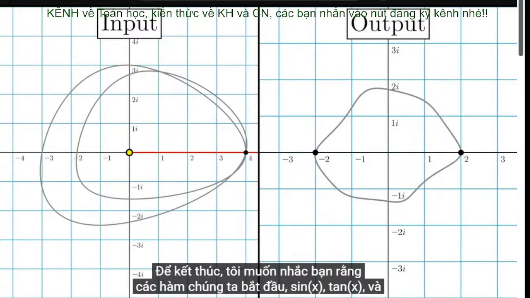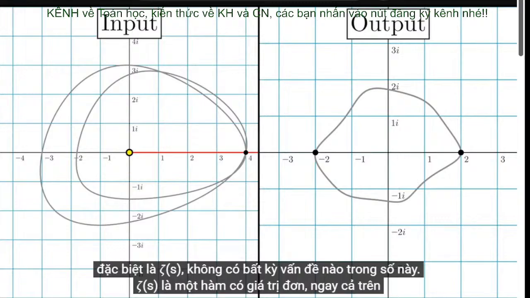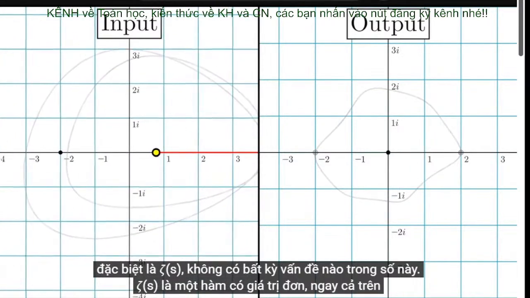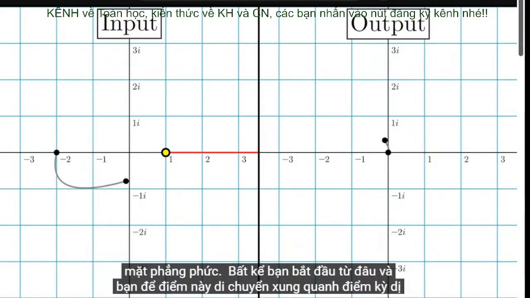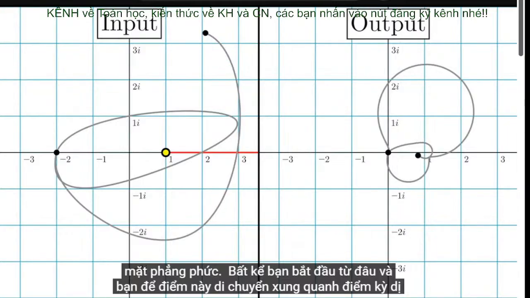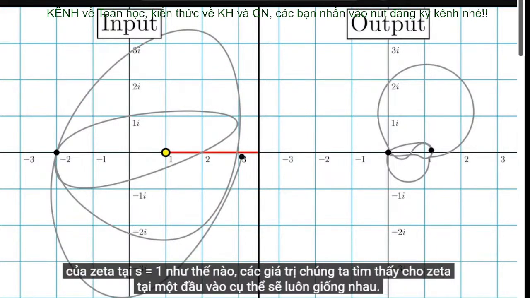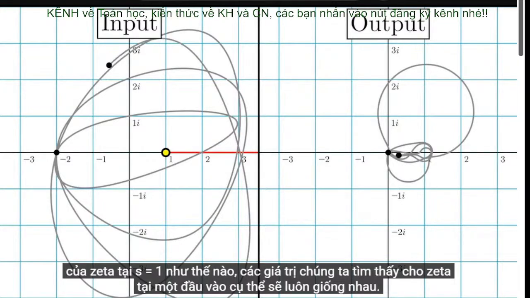To wrap up, I want to remind you that the functions we started with, sine of x, tangent of x, and especially zeta of s, do not have any of these issues. Zeta of s is a single-valued function, even on the complex plane. No matter where you start and how you let this point wander around the singularity of zeta at s equals 1, the values we find for zeta at a particular input will always be the same.